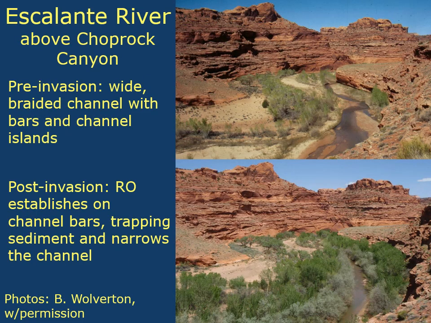Russian olive is an invasive tree and now the fifth most common woody riparian species across 17 western states. Its establishment along the Escalante River, as with other regional rivers, caused channel narrowing and simplification, as Russian olive established on moist near channel bars along a wider braided channel prior to invasion.